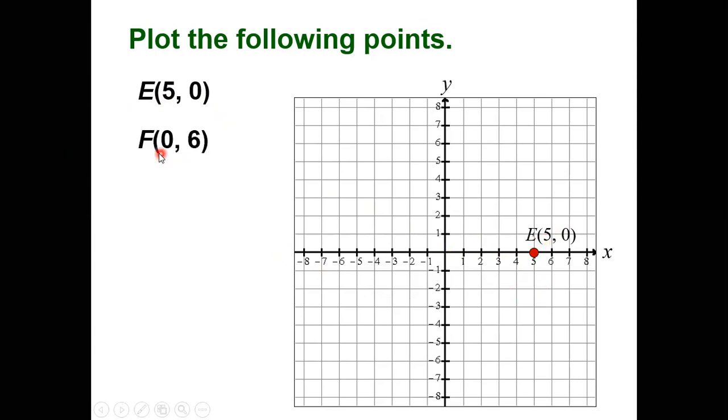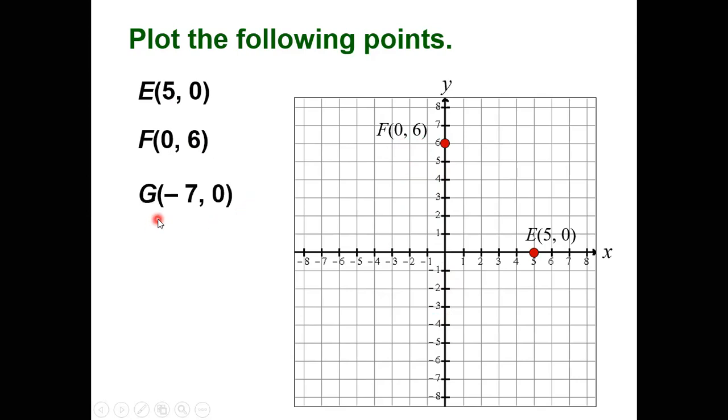Next coordinate is 0, 6. How many places do we want to move on the x-axis? 0 places. So it is at the origin itself. After that, how many places up? If it is positive, we want to move up. So 6 places up from the origin, and that is the point 0, 6.